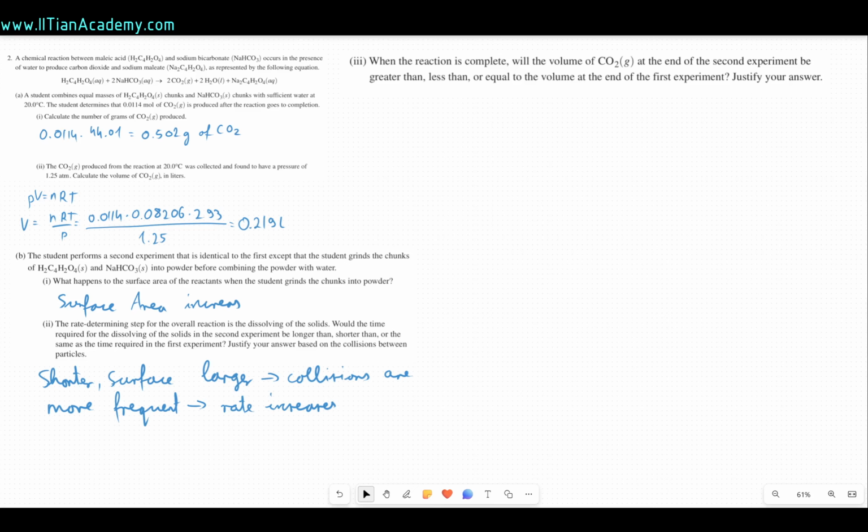And in part 3, we're told when the reaction is complete, will the volume of CO2 be the same or not? Well, it's going to be the same. The reason for that is because we still have the same amount of reactants. We didn't change how much we have, we just changed the form we are in, but overall the reaction will still proceed for the same length. So we cannot possibly be making more products just by making them into smaller pieces, as the mass overall is still going to be the same. And of course, we're working under the same conditions as well.